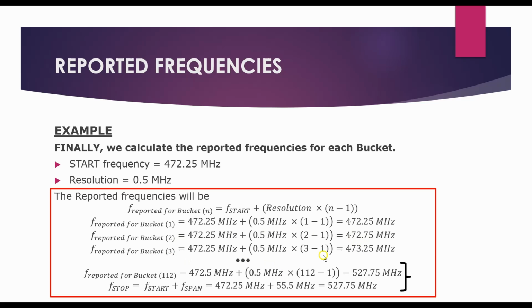For bucket number 2, we end up with 472.75, 473.25 megahertz, and then all the way down to bucket number 112, we end up with 527.75. Now, this should be the stop frequency if we did everything right. And the stop frequency is equal to the start frequency plus the span. So that's 472.25 plus 55.5 megahertz is equal to 527.75. Well, looky here. These are exactly the same.